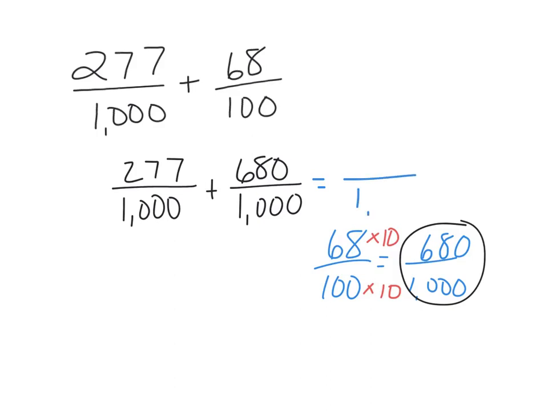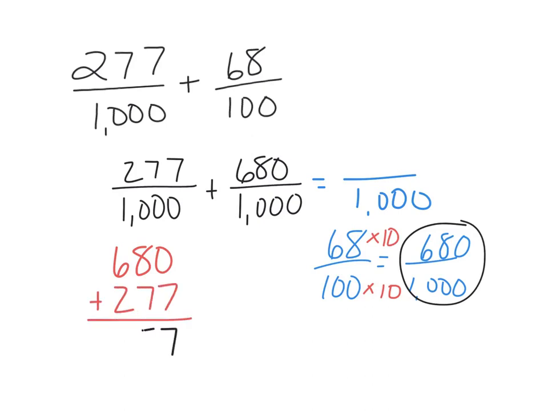So the denominator is 1,000. And then all I have to do is add those numerators. I know adding fractions was real simple for you, kiddo. 680, 277. I'm just going to add those together. And I get 957 thousandths. And that's my answer.